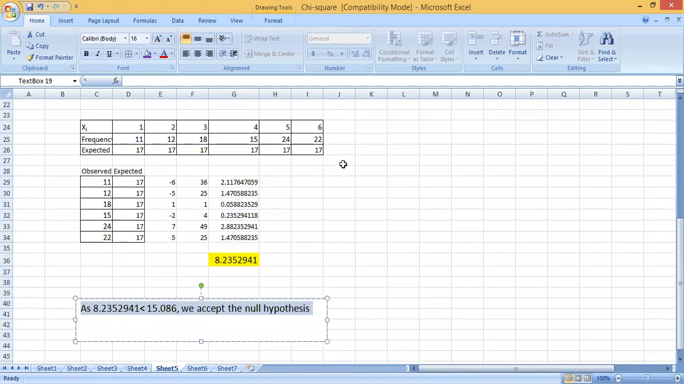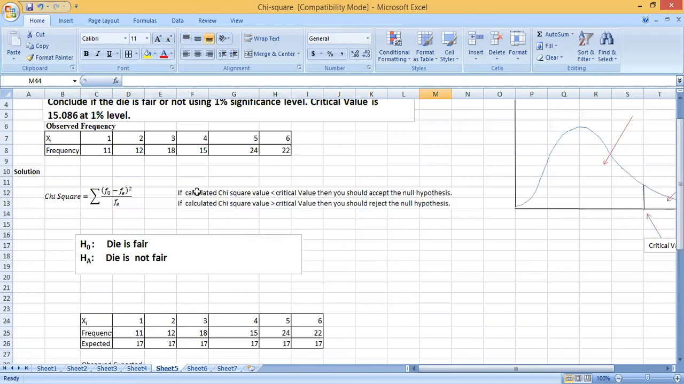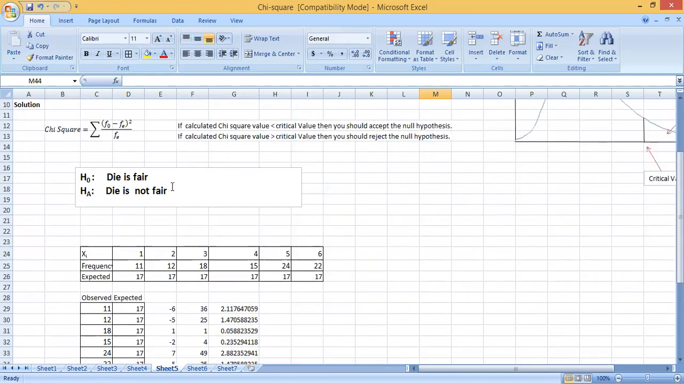As I have mentioned, if the calculated chi-square value is less than the critical value, then we should accept the null hypothesis. What is the null hypothesis? Null hypothesis is that the die is fair. So in this problem, we conclude that the die is fair using the chi-square distribution. Now, the second problem.